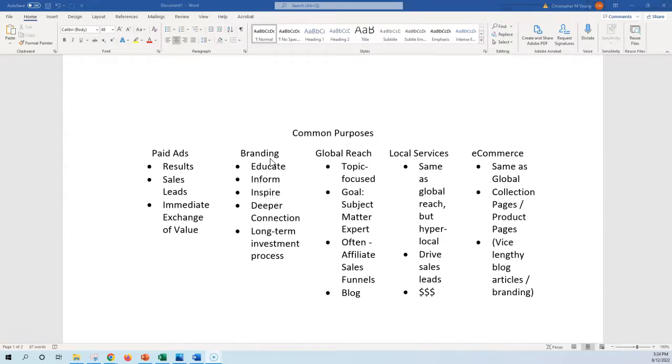Now, the branding side, that can also delve into bigger ticket items such as coaching programs. But at the end of the day, you need to get in front of that audience, get into their hearts and minds, and that's the idea behind branding. And then with global reach, obviously you want to become the subject matter expert for something. And with that, you're able to focus on an individual topic or an overarching topic, and you can dive deeper into subtopics with interior pages.